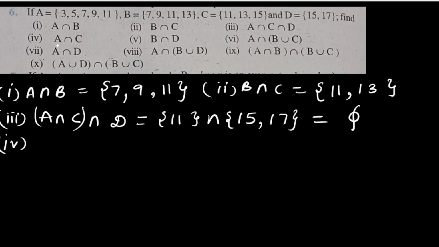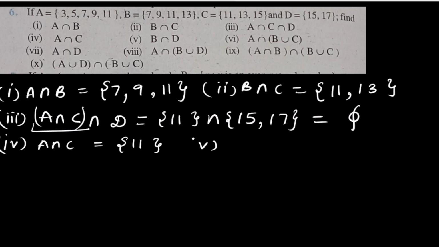Fourth part. Fourth part is A intersection C. See, A intersection C we found in the previous part itself. So A intersection C, like here, its answer is {11}. So I am writing directly here {11}.